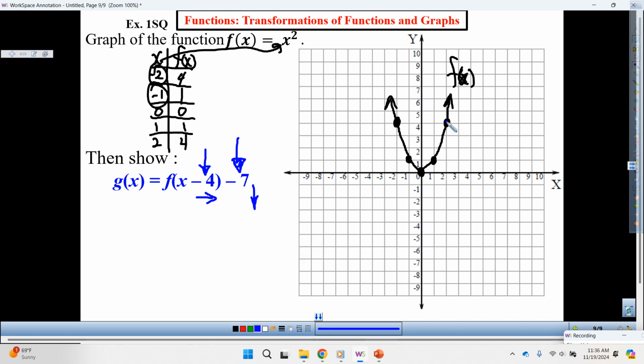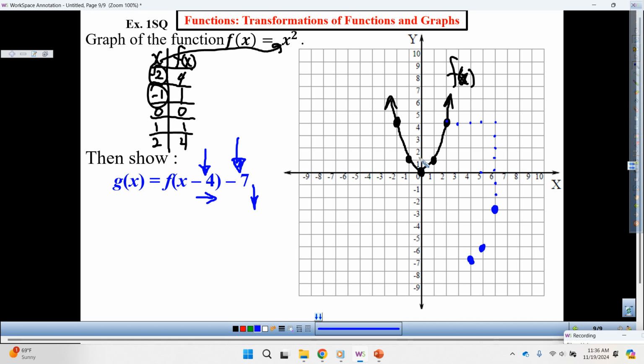Look up. This one I'm going to go 4 to the right. 1, 2, 3, 4. 7 down. 1, 2, 3, 4, 5, 6, 7. Next point. 1, 2, 3, 4. 1, 2, 3, 4, 5, 6, 7. This one. 1, 2, 3, 4. 1, 2, 3, 4, 5, 6, 7.